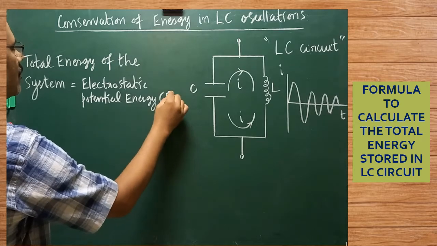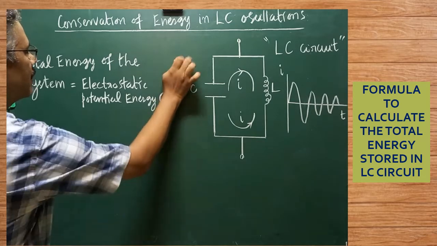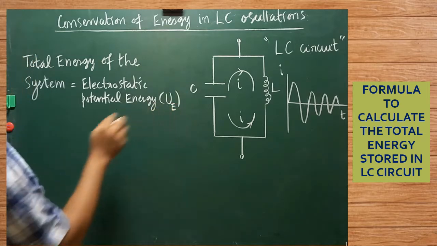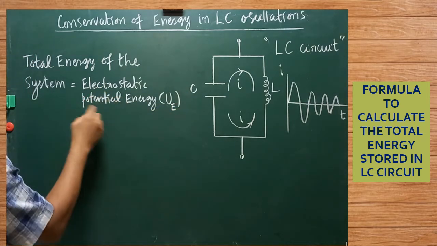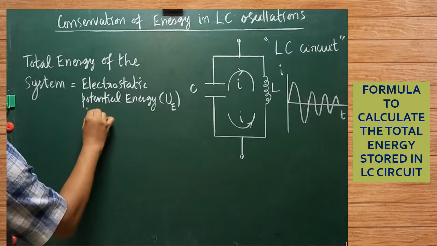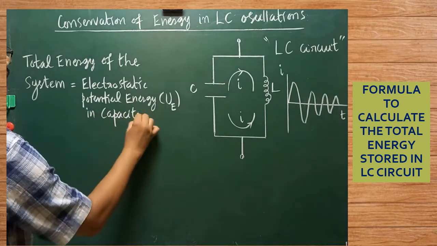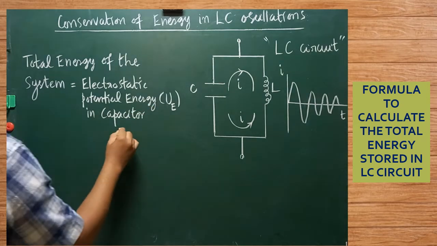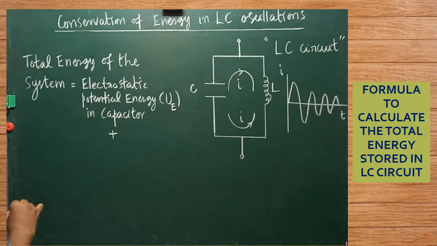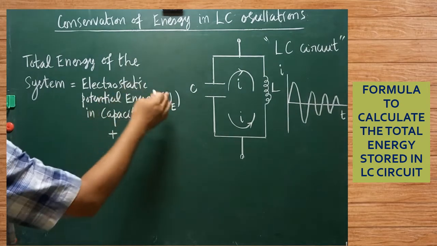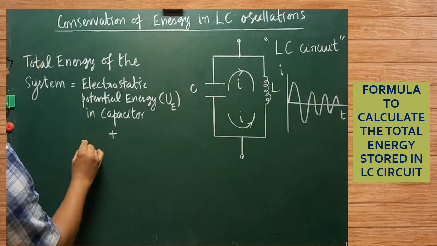Are you clear? Therefore, it can be called U, the symbol for energy. Therefore, we can use the symbol UE. So, this is the energy stored in the capacitor. Are you clear? You should know the name of the energy also. This is to be added, as we are calculating the total energy now, with the energy stored in the inductor.